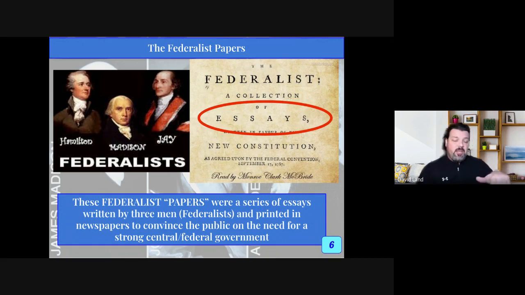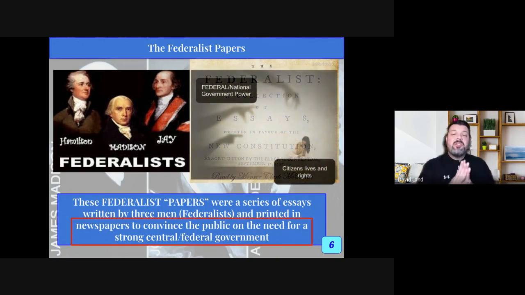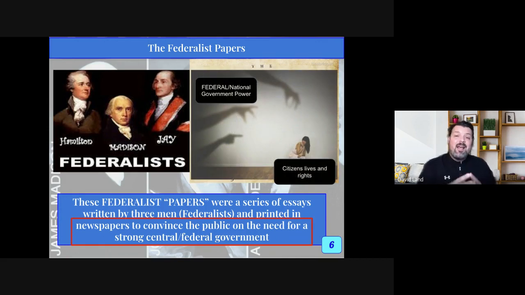Hamilton, James Madison, and John Jay. So these essays were going to create a purpose. And the purpose of these men writing the essays was to convince the public that the Constitution was good. It would protect them and create that strong central government.